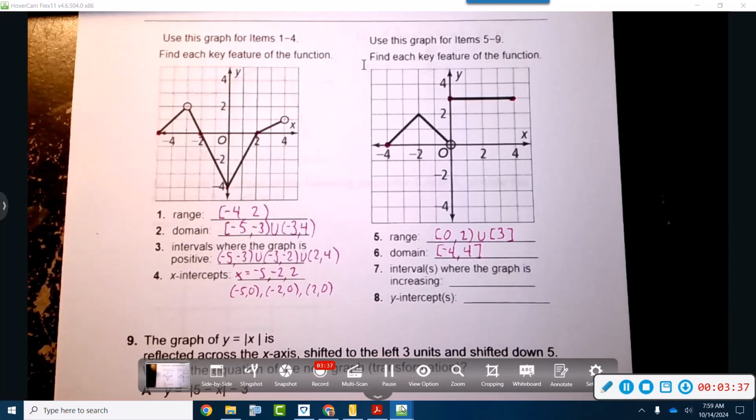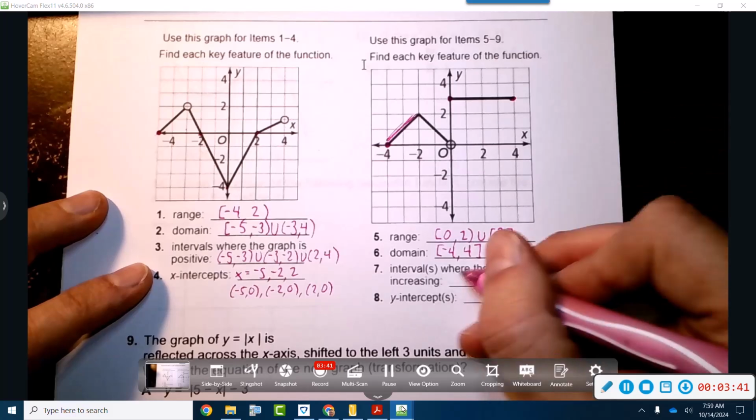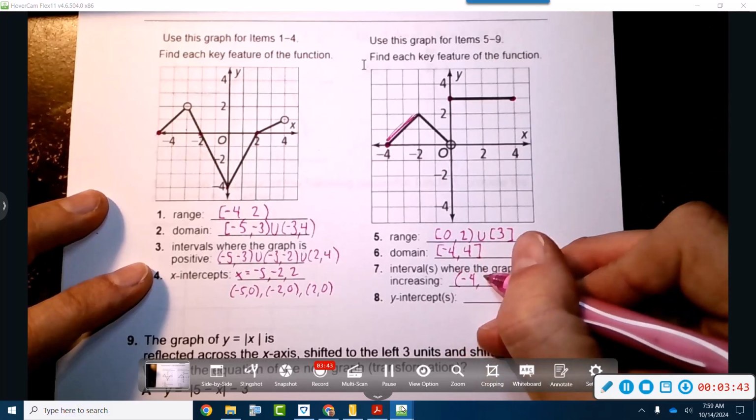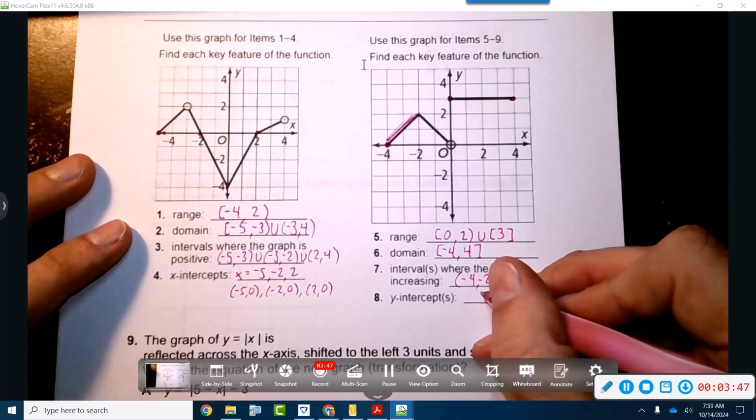Now where is this guy increasing? There's only one location. It's this piece right here. And we're going from -4 to -2, and then it stops. And then the y-intercept, there's actually only one.